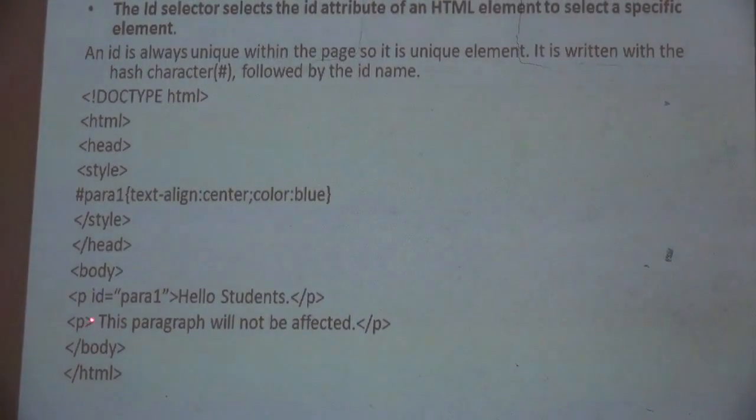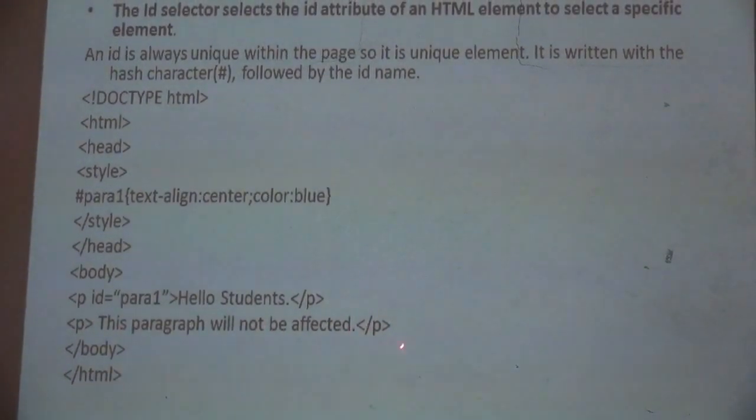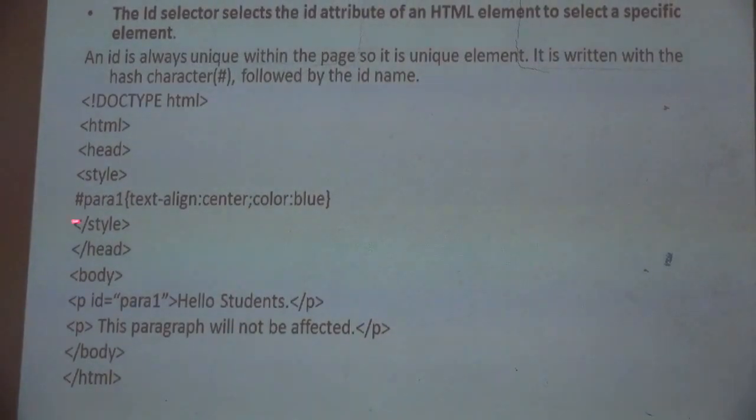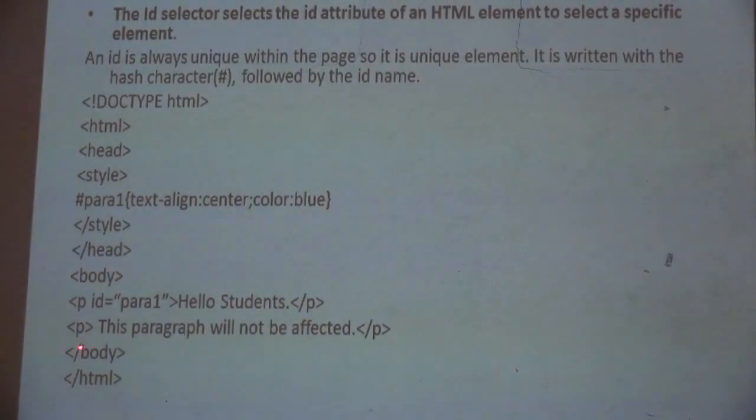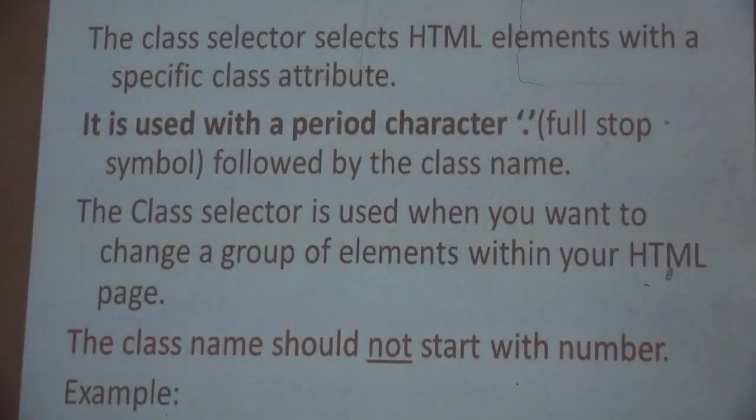Again a paragraph tag is there, this paragraph will not be affected, okay. Again it is closed by /p. Again we are closing the body tag here, and lastly we are closing the HTML tag here. So this is the output of the program: hello students, this paragraph will not be affected. This is the output. You can practice such types of programs, okay.